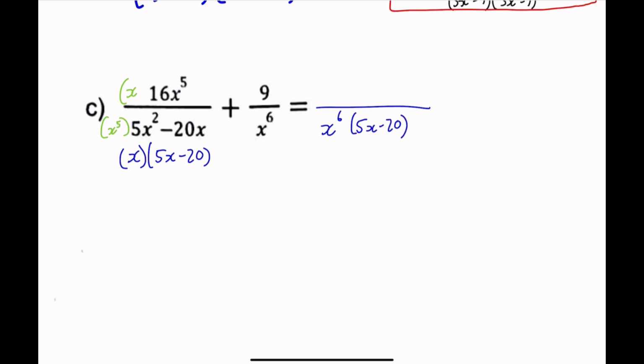So we can do x to the 5th power over here, and that's going to give us 16x to the 10th power. And then for this one, we can just multiply 5x minus 20 to 9. So 5x minus 20 is multiplied to the numerator and the denominator, and that's going to give us 45x, plus because this is plus, 45x minus 180.